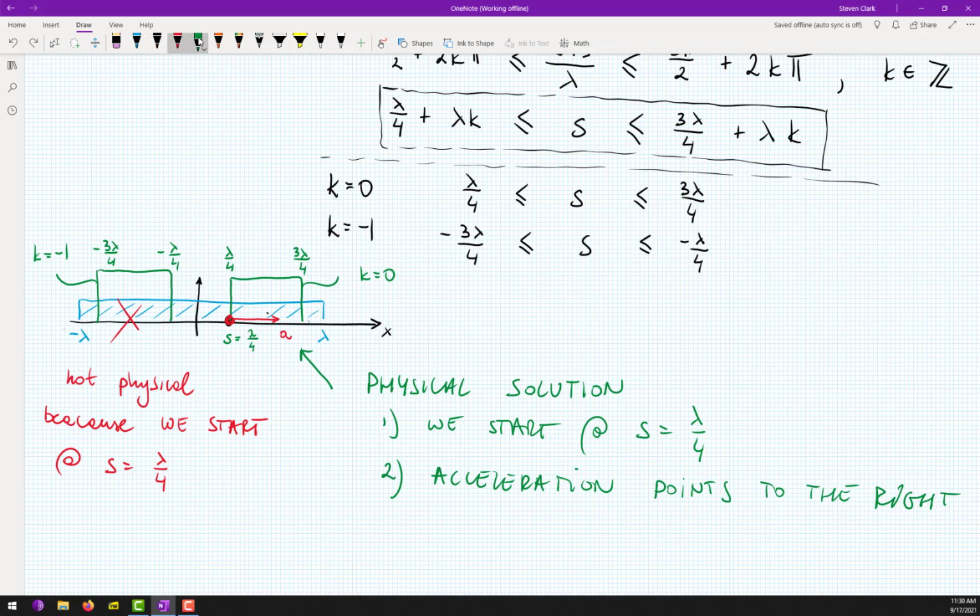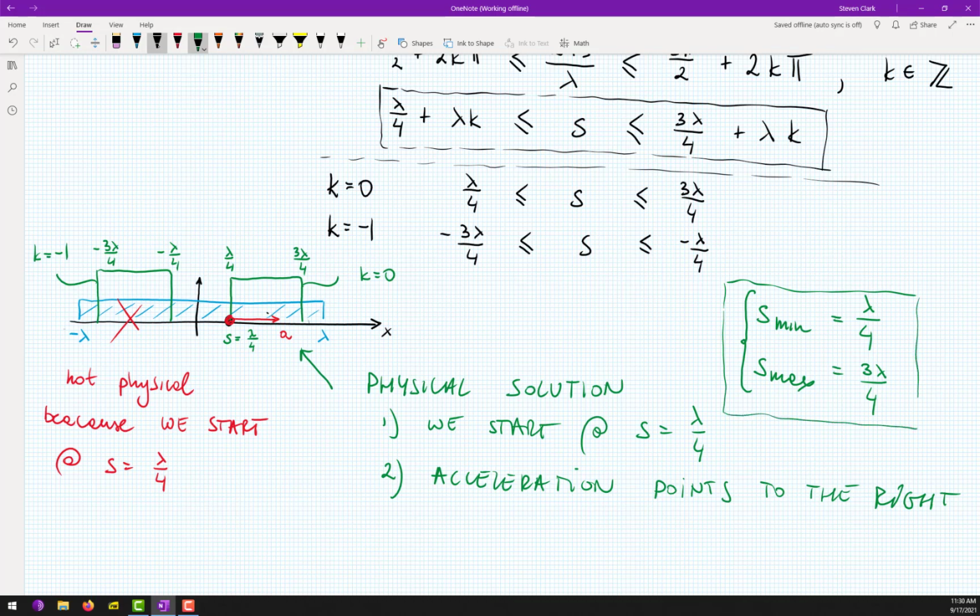Okay. But let's put it mathematically. So they ask us to find s min and s max. Anybody want to tell me what they are? Don't be afraid. Yes. Okay, so this is our result. This is our answer. And we're done with problem number 2, guys.